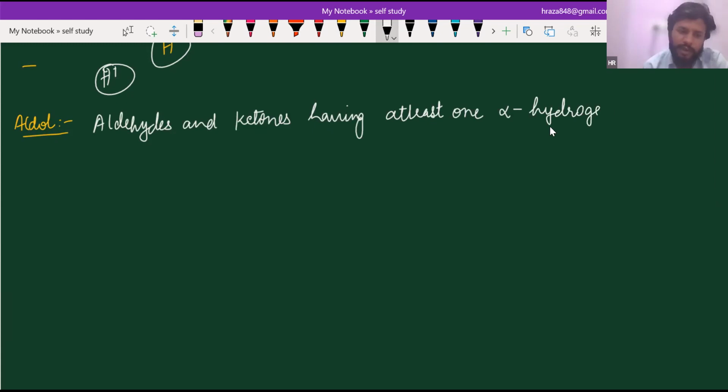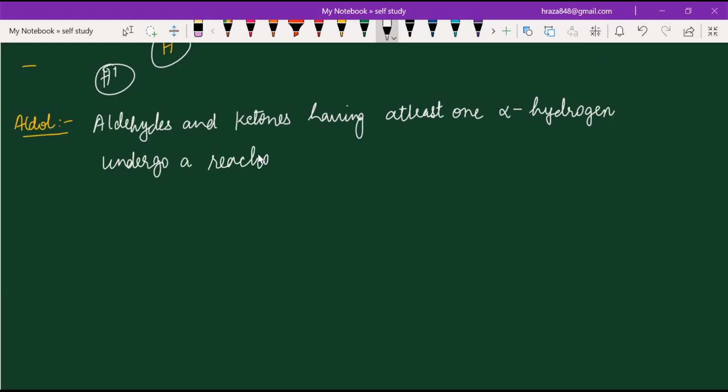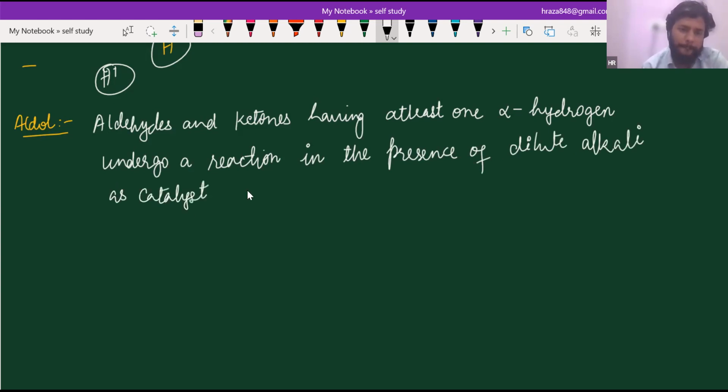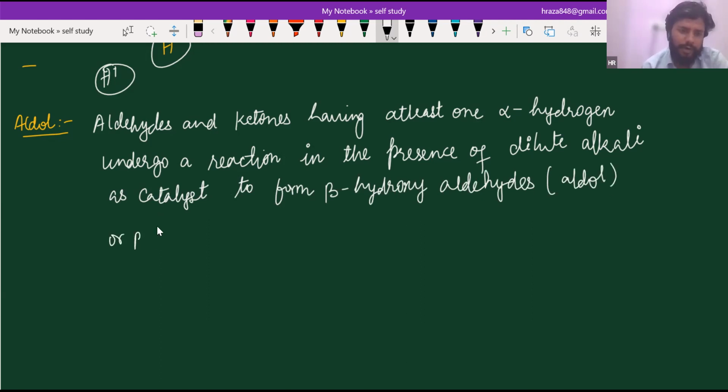And I think you can calculate alpha hydrogen, right? Undergo a reaction in the presence of dilute NaOH or alkali. This alkali acts as a catalyst, to form beta hydroxy aldehydes, that is also known as aldol, or we can call it, write with me please, beta hydroxy ketones. If it is a ketone, that is known as ketol, respectively.